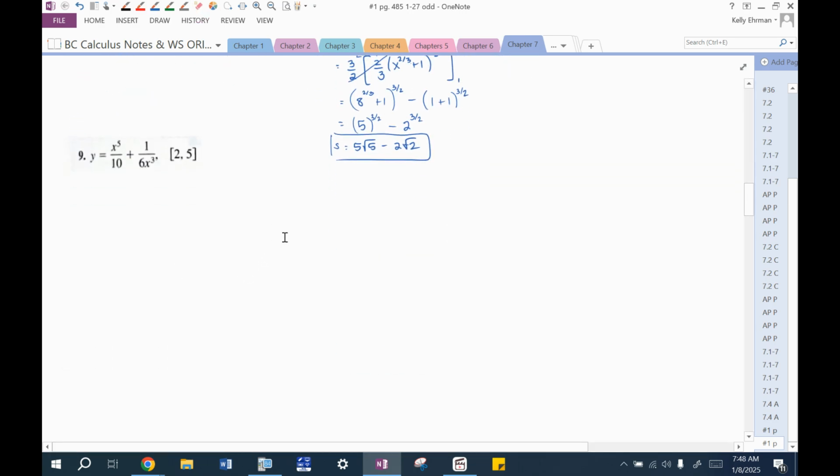All right, for number 9, same thing as arc length. So dy dx is equal to, so this is going to be 5x to the 4th over 10. And then this is really 1/6 x to the negative 3rd, right? Yes. So then that's going to be negative 3 over 6. And then x will be to the negative 4th. So I'm going to put x to the 4th down here.